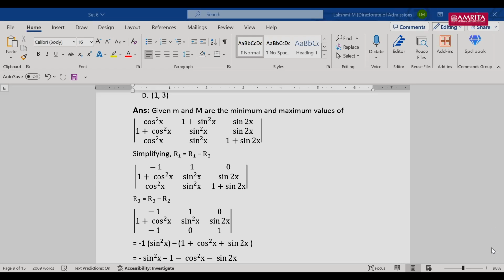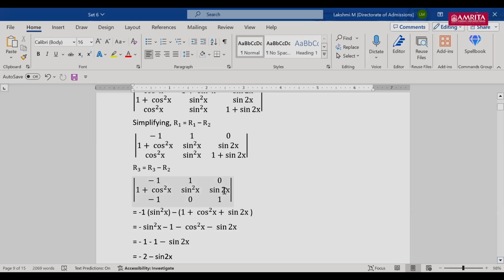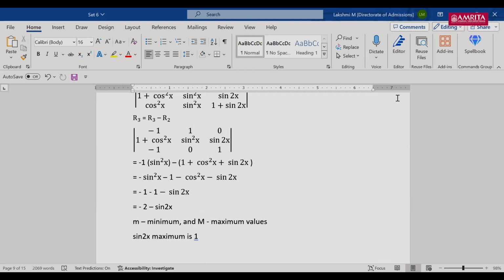Now you can directly find the determinant value. This will be minus 1 times (sine square x minus 0), plus 1 times (1 plus cos square x minus sine 2x), plus sine 2x. Once you know how to simplify this, it's really easy. Here it will be minus sine square x minus 1 minus cos square x minus sine 2x. Taking a minus outside, sine square x plus cos square x is 1. So we got minus 2 minus sine 2x.